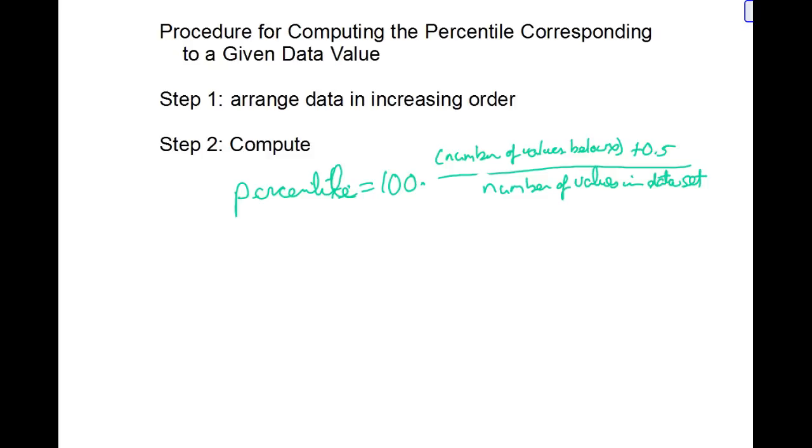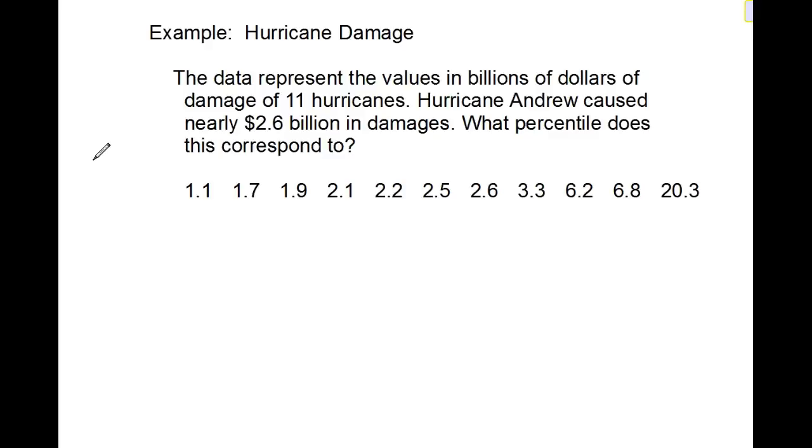Okay? And we always want to round to a whole number. And we do this rounding normally. So if it's below 5, we round down. If it's above 5, we round up. Okay? So let's look at an example.